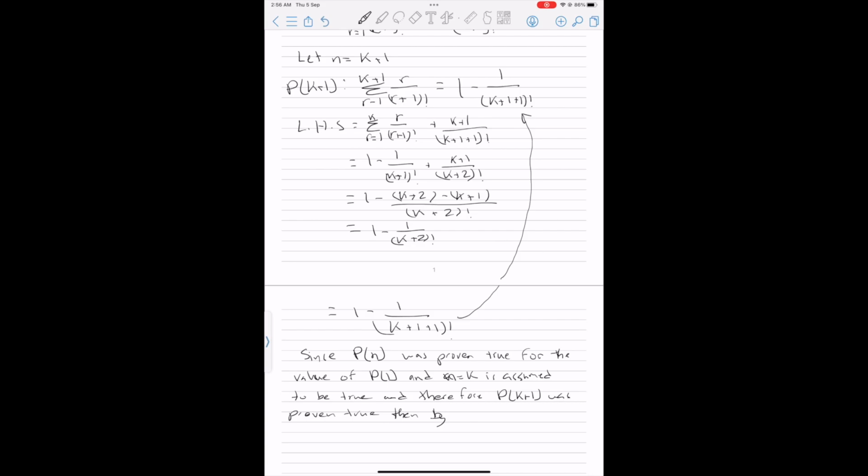By proving P of 1, you are able to make the assumption of P of k, and to prove P of k plus 1, you have to use the assumption of P of k, and then this is all used to prove P of n. So it's a crucial part of understanding mathematical induction in general.